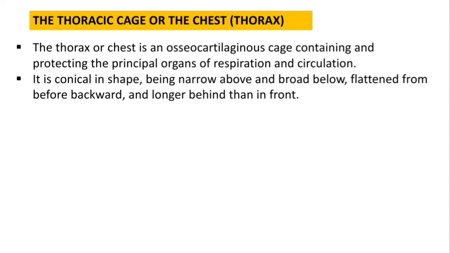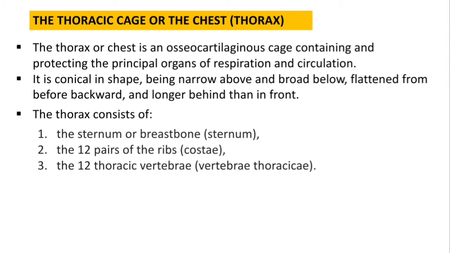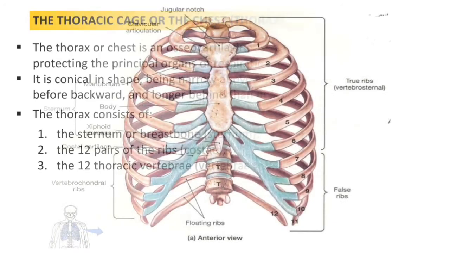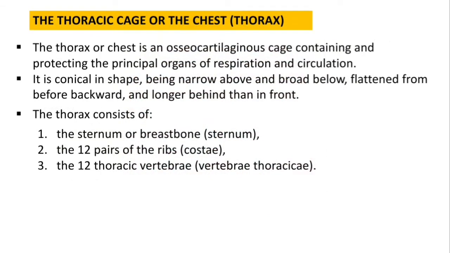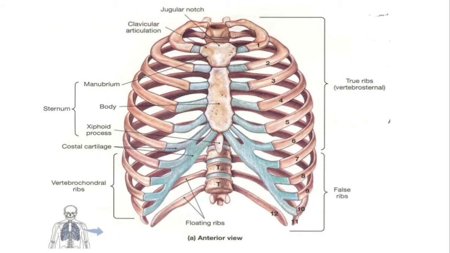Don't worry at all. Right, so the thorax consists of three things: the sternum or the breastbone, 12 pairs of ribs, that's costae, and 12 thoracic vertebrae, vertebrae thoracicae. We covered the vertebrae, right? So this is the thoracic cage. You can see the sternum, the 12 pairs of ribs, 12 on the left side and 12 on the right side, and the thoracic vertebrae. You can see T12 here going up until T1.